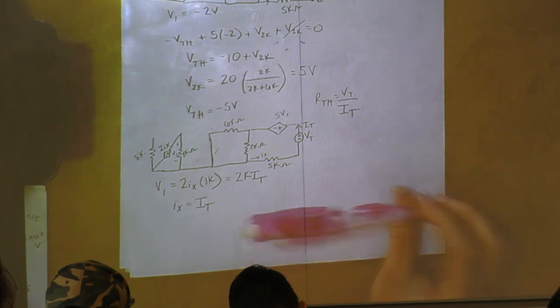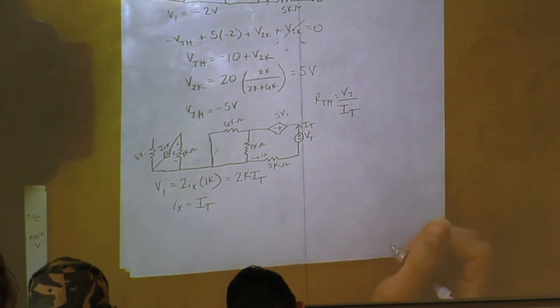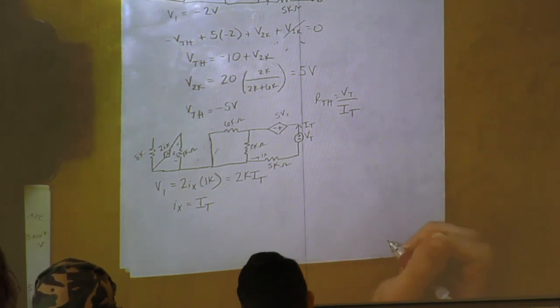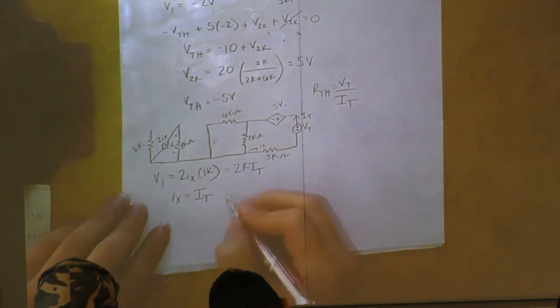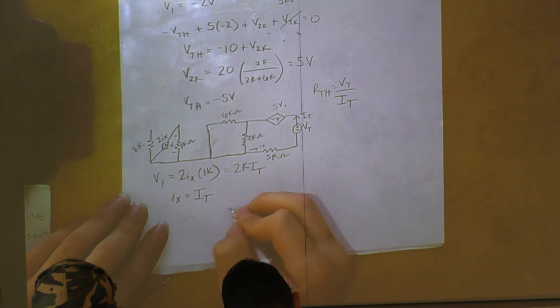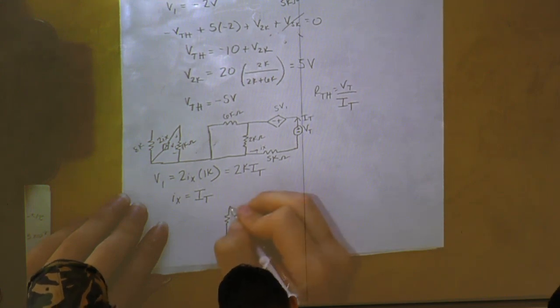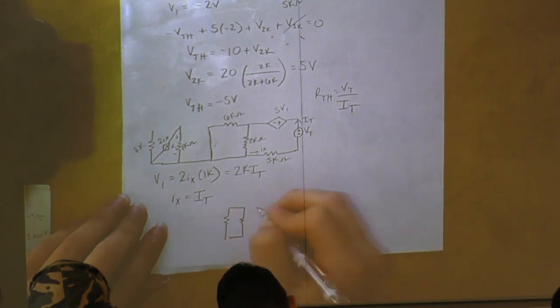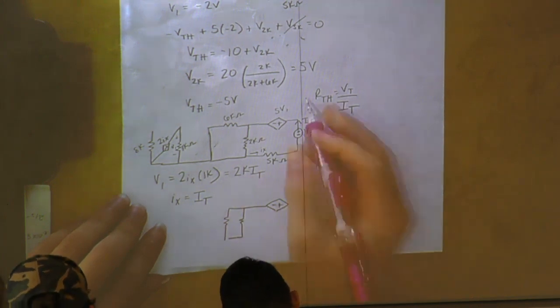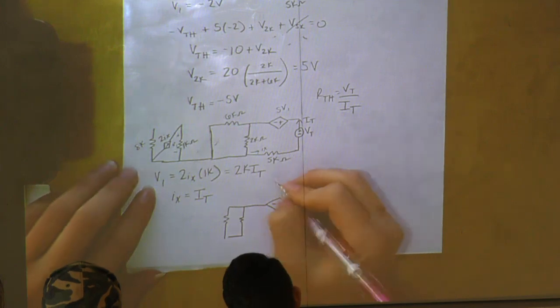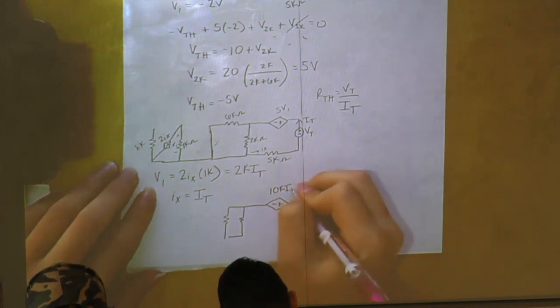Now we have both of our dependent sources in terms of IT. We don't really need the left side of the circuit anymore, we can just use the right side. This is 5V1, so it's going to be 10K IT.